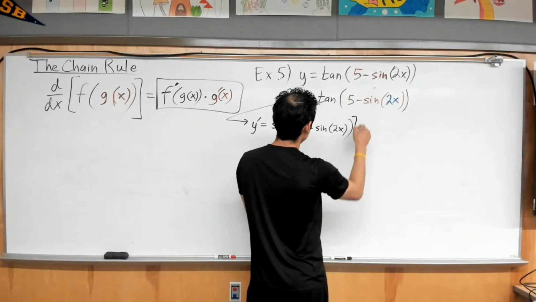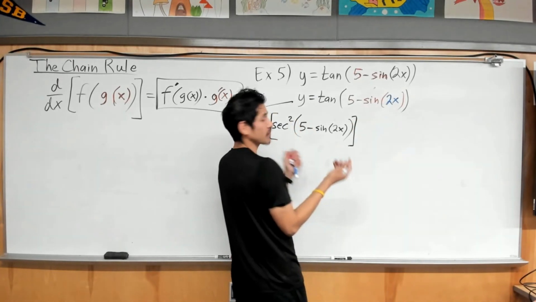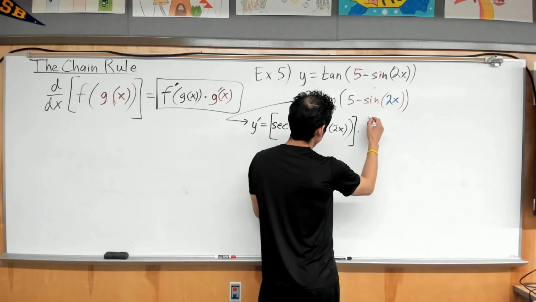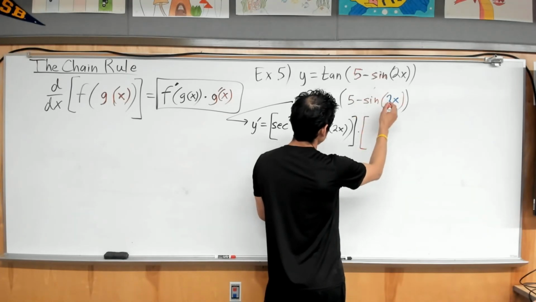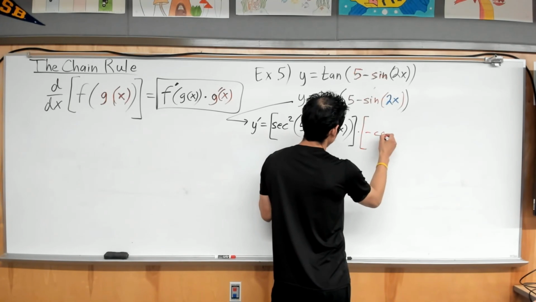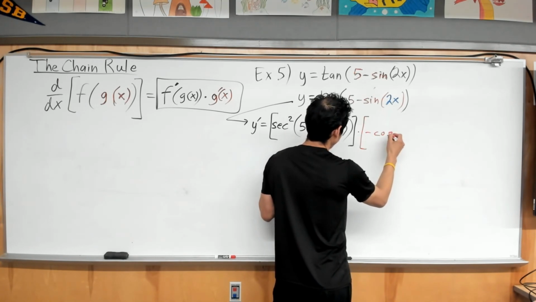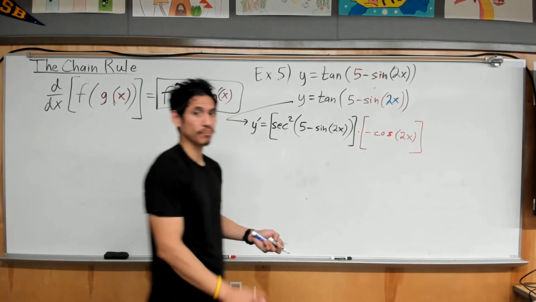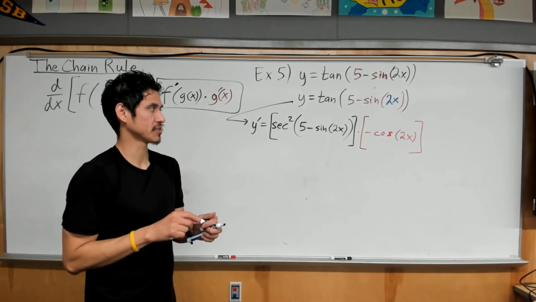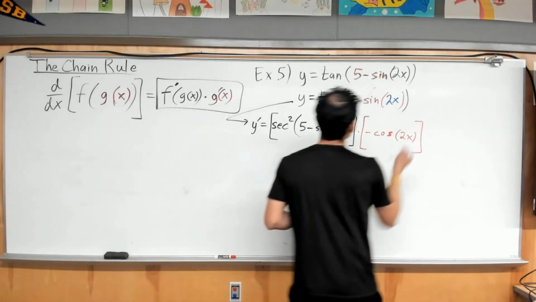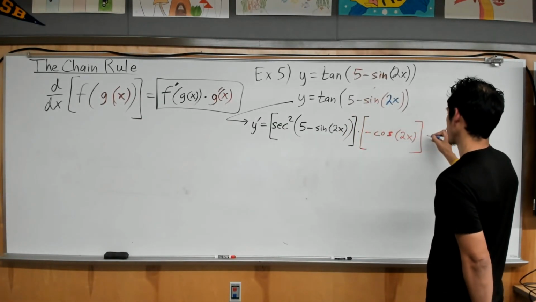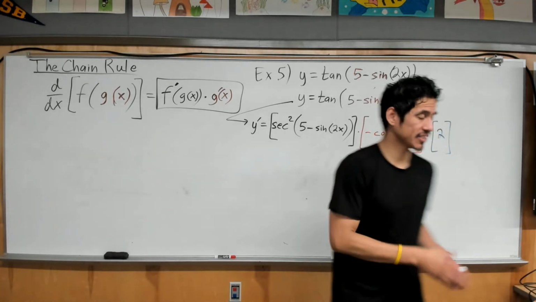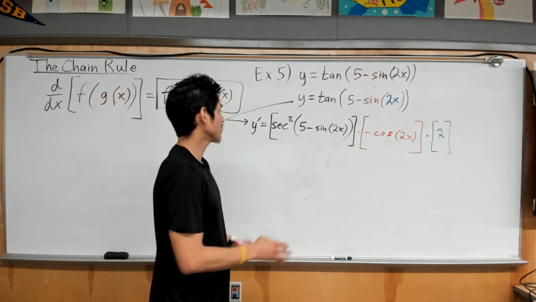Let's put this in brackets so we make sure we multiply correctly. Then the derivative of 5 minus the sine of 2x is going to be minus cosine of 2x. Let's not mess with the blue yet, so we don't confuse ourselves. Now we multiply by the derivative of 2x, which is just 2.